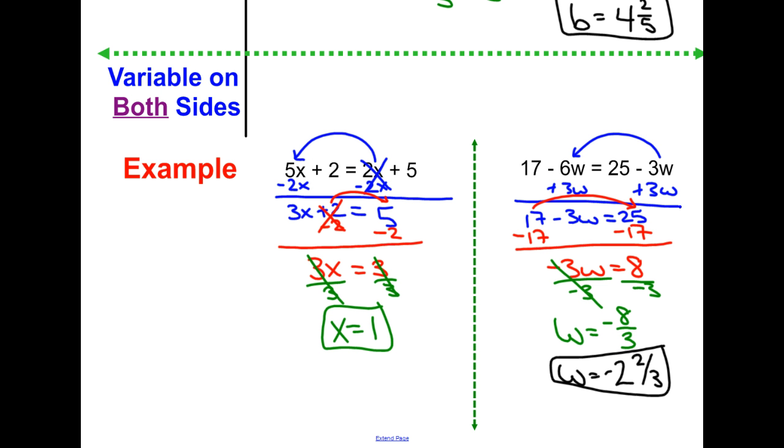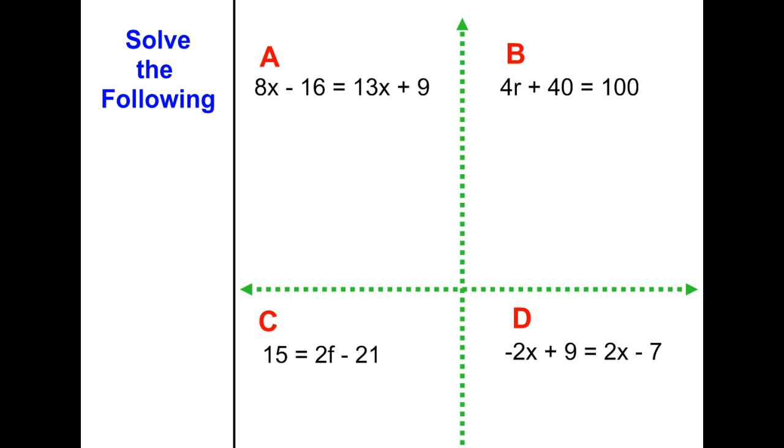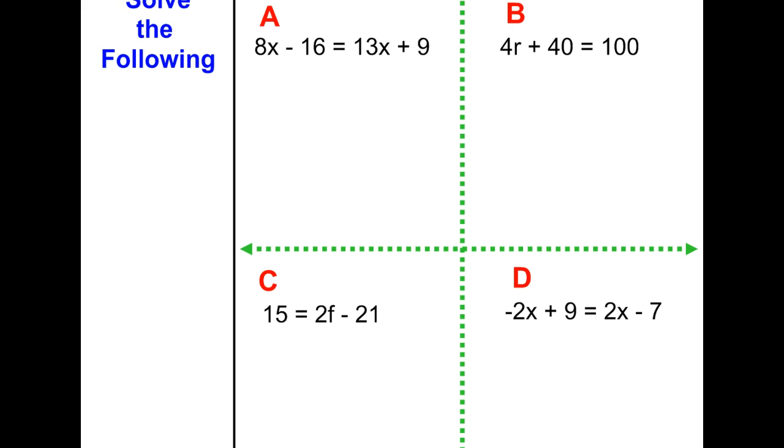All right, I want you guys to try that last problem on the right there by yourself. Now you guys might have done a couple things a little different, but you should have still ended up with the same answer of negative 8/3 or negative 2 2/3. All right, here are some more problems for you guys to try. You guys can try them on your own real quick. I'll put the answers up here shortly. Go ahead and try those on your own.